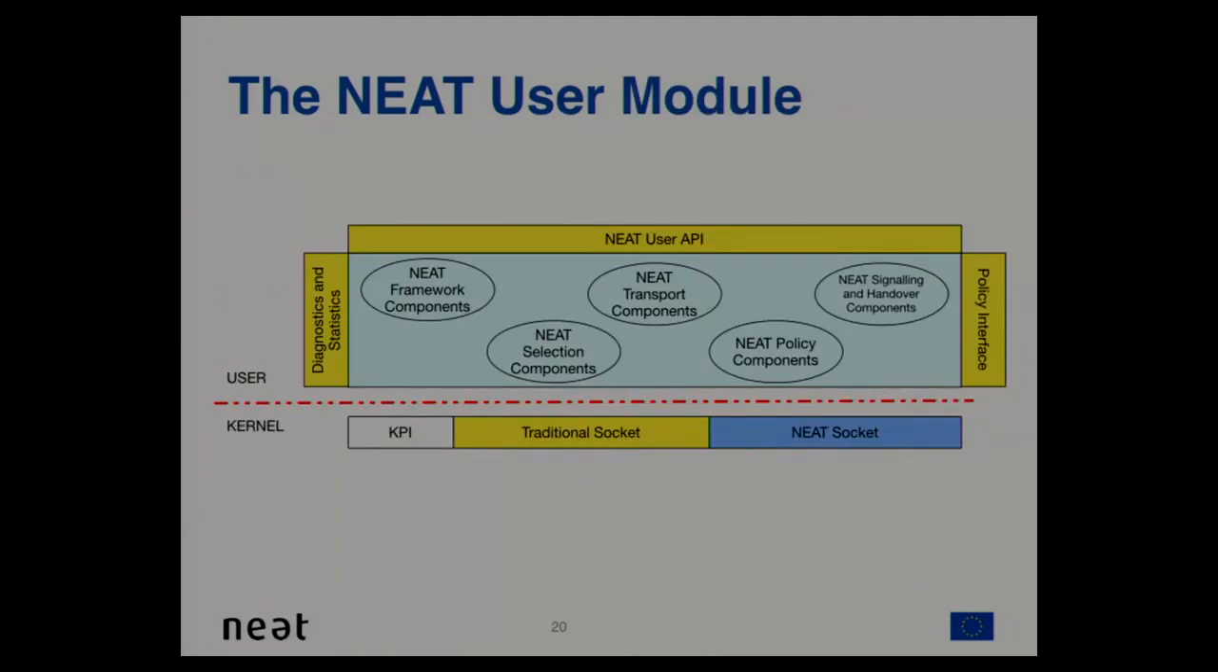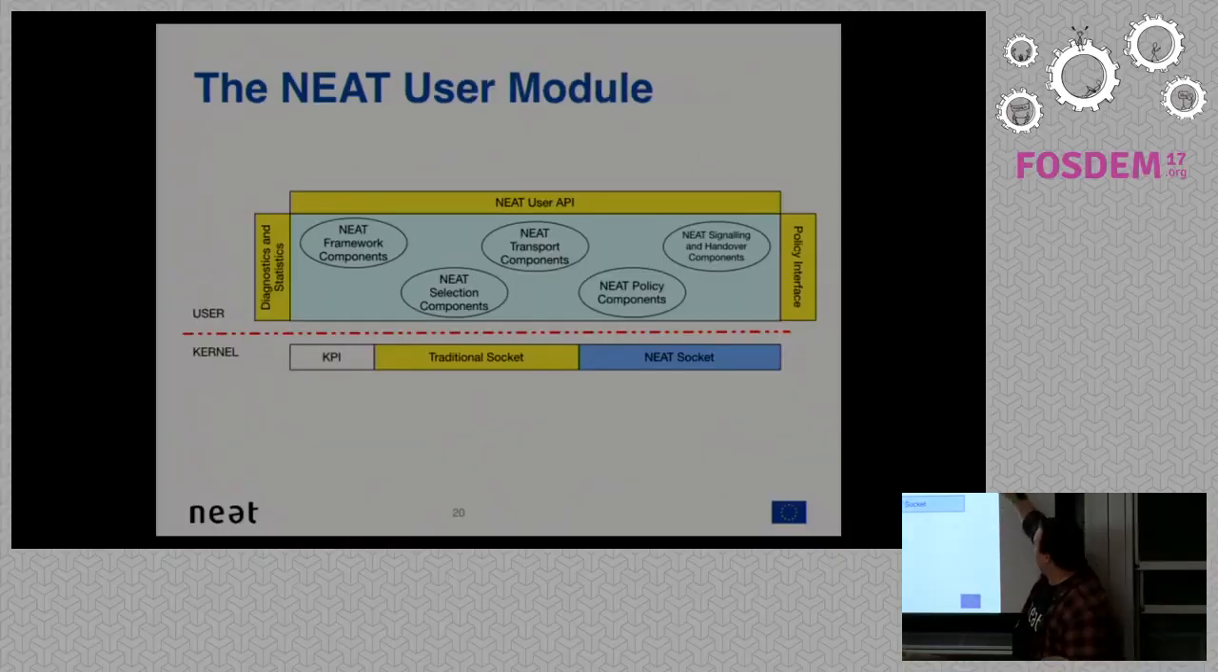This is a smaller picture, but it's the same idea. On the left, we have a diagnostics and statistics interface. And on the right, we have a policy interface. The Neat system has a daemon that runs in the background, and it gathers up interface statistics, interfaces as they come and go, throughputs, successful connections, successful protocol probing. And then we have a policy system that can use this gathered information to apply heuristic-based algorithms for selection choices for what you want to do.